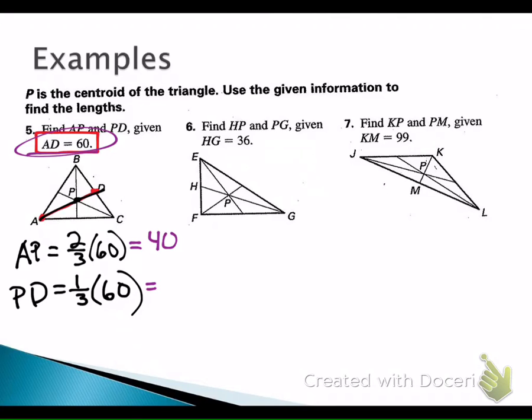Now, you can do the 1/3 times 60 to find the next one, or you could just think, well, if the whole thing's 60 and I already have 40, how long does the other part have to be? 20. Or the smaller segment's always half the larger one. So there's a lot of ways to arrive at that second answer. But 40 and 20 are our answers on that one. What are your questions?